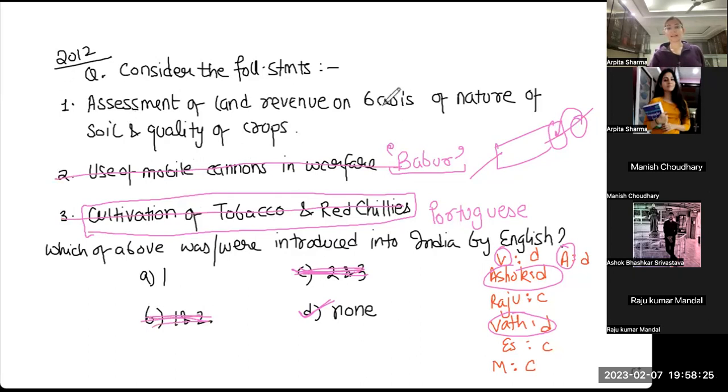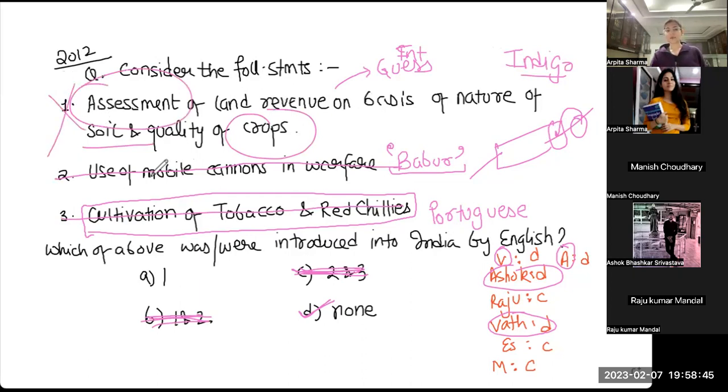First, assessment of land revenue on the basis of nature of soil and quality of crops. Britishers never did this. Why? How can you use the intelligent guess method over here? Because Britishers were the ones who were forcing the farmers to grow indigo. If they were so concerned about quality of crops and nature of soil, would they do this kind of thing? So it is again wrong. None of it was introduced by Britishers.